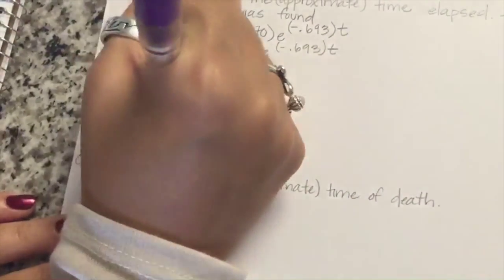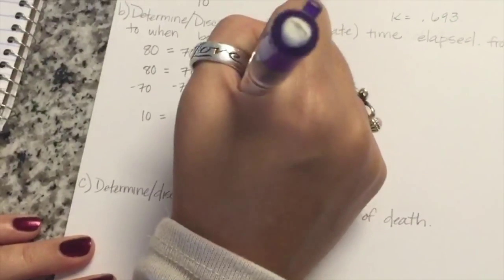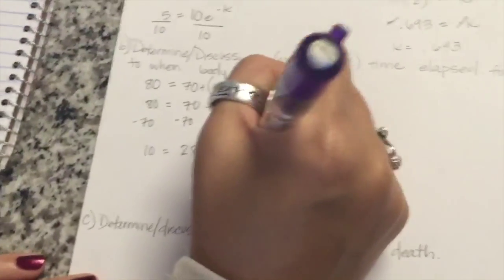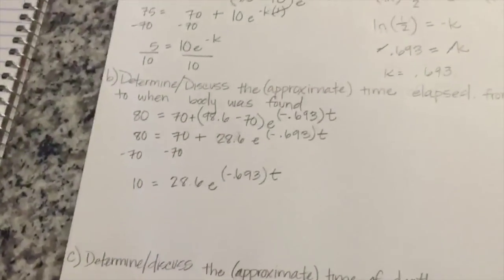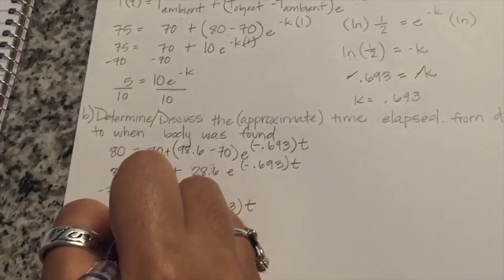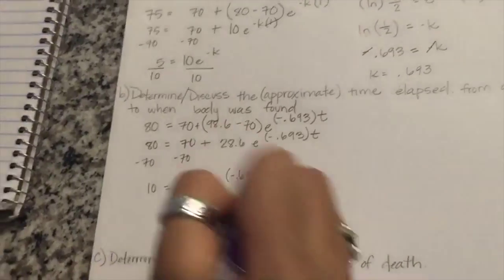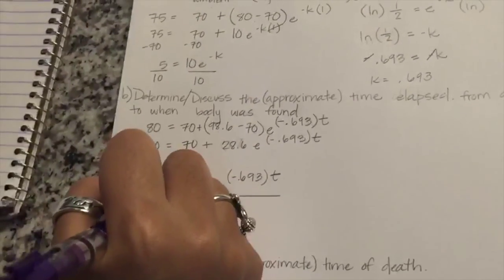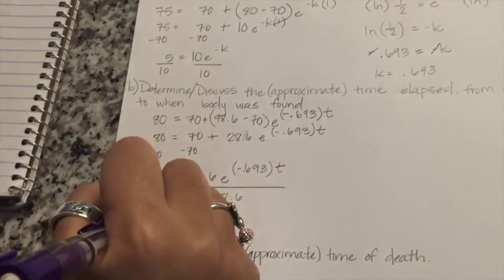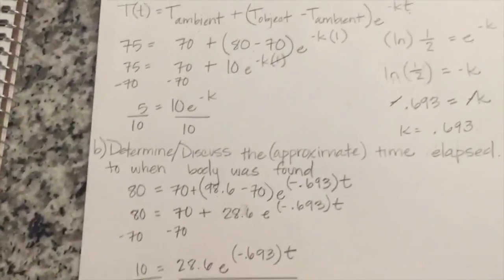Now we're going to subtract 70 from both sides of the equation. 10 equals 28.6 E raised to our K times T. Now we're going to go ahead and divide by 28.6 in order to get E. This is going to leave us with 0.35 is equal to E raised to our K T.